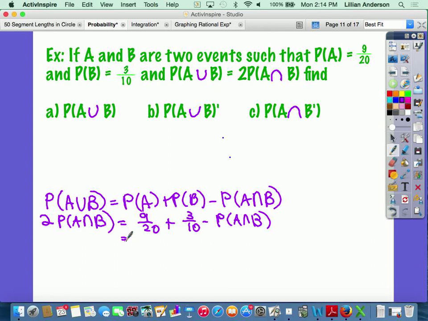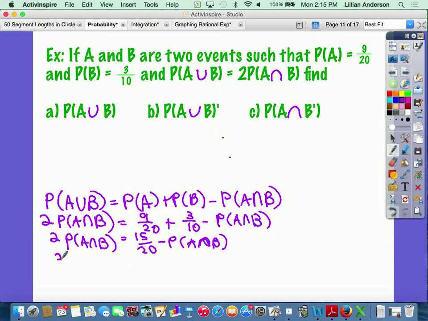You can turn the 3/10 into 6/20. When we add 9/20 and 6/20, that becomes 15/20, because you have a common denominator, 20, equal to 3 times the intersection. And this is basically a linear equation. This probability of A intersection B is just a variable. It's just x.